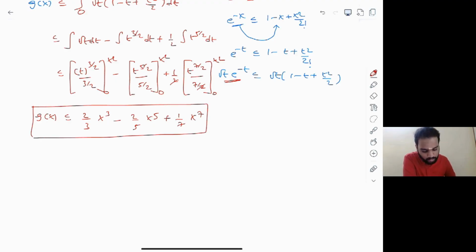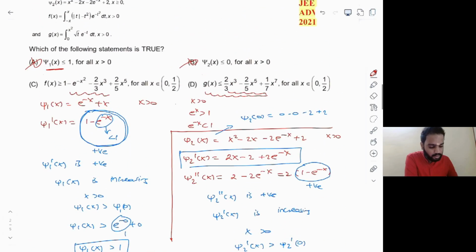g of x is less than or equal to 2 by 3 x cube minus 2 by 5 into x power 5 plus 1 by 7 into x to the power of 7. Let's look at option D here, which is exactly given in option D. g of x is less than or equal to this. Okay. Now, which means obviously option D is correct.